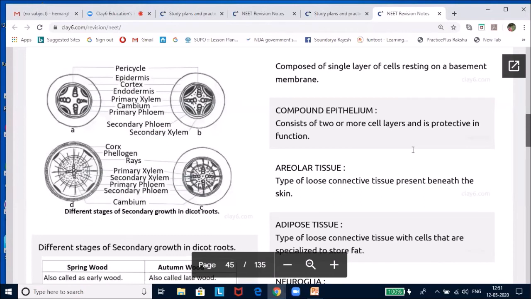Phellogen will cut the cells on both sides. The outer cells will differentiate into cork or phellum. Please remember cork or phellum, make a note of it, with the inner cells differentiating into secondary cortex or phelloderm. The cork is impervious to water due to suberin deposition in the cell wall. The cells of the secondary cortex are parenchymatous. Now, what does periderm mean? Phellogen, phellum, and phelloderm collectively make the periderm.